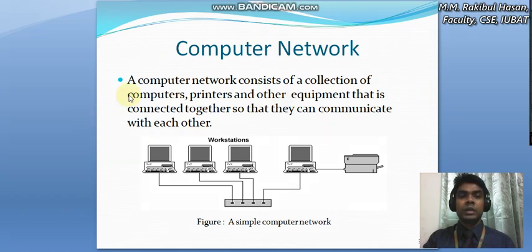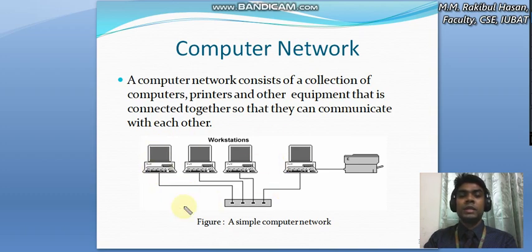The definition given here: a computer network consists of a collection of computers, printers and other equipment that are connected together so that they can communicate with each other. One important thing here is that you might have a number of computer devices, like your desktop, your laptop, your printer, your other computer devices. All the devices will be connected with each other by using different types of network gear, like switch, hub, router. And the main purpose of a computer network is to transfer data from one device to another device.